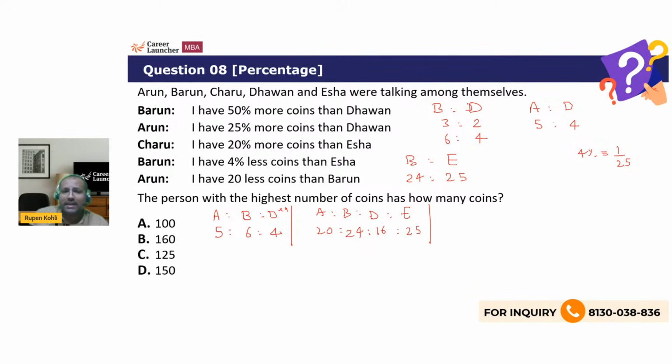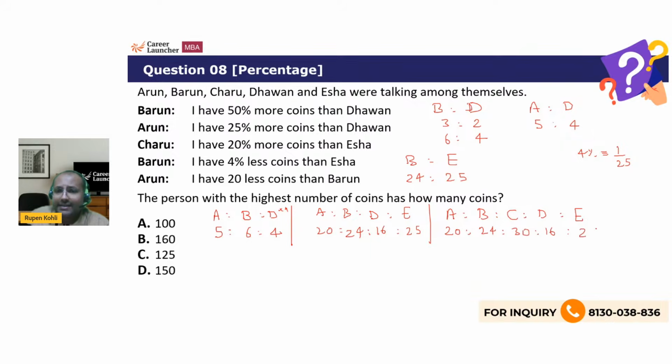So I've got A, B, D, E. Only now C is remaining. Now we can come to the last one. Charu is saying I have 20% more coins than Isha. Isha is already 25. So we can directly now conclude A, B, C, D, E. C's coins are 20% more than E's coins, which is 25. 20% of that means 1/5, or 25 is 5. So increase 25 by 5, 30. So C's coins in ratio form are 30. 20% more of 25 is 30. So 20 is to 24 is to 30 is to 16 is to 25.